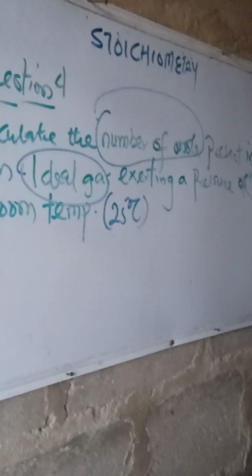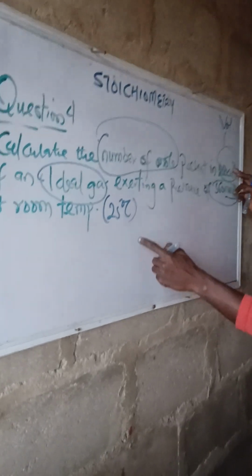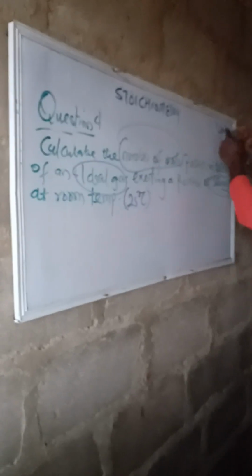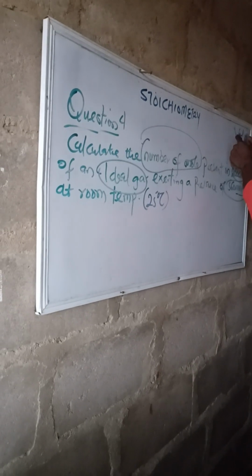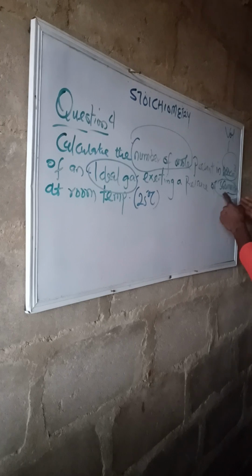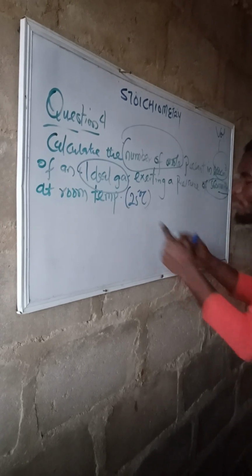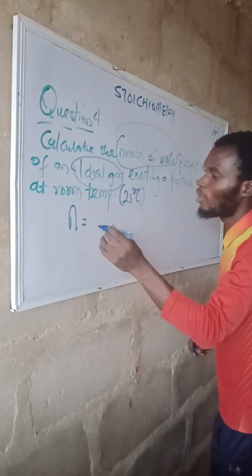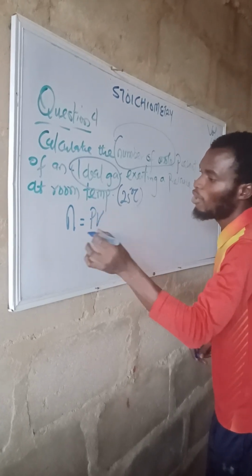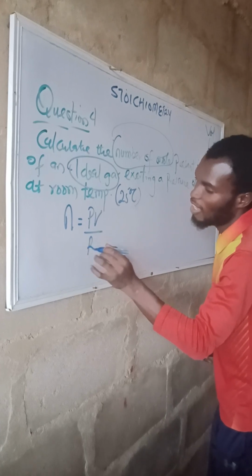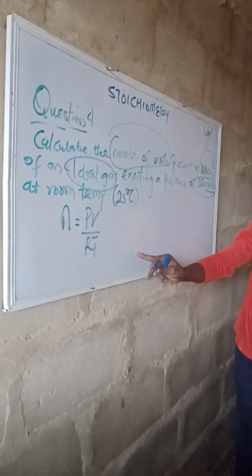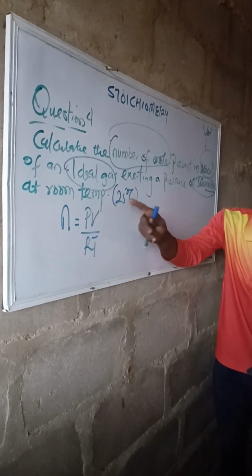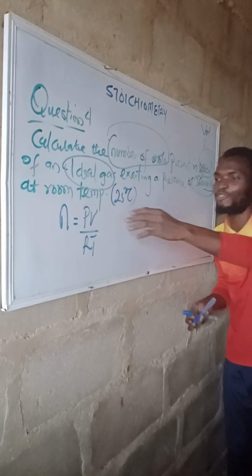Number of moles. What is relating these together? We are having number of moles, we are having volume, we are having pressure, and we are having temperature. What formula relates them together? n equals PV over RT. This is the formula to use. For those watching, this is the formula to use.